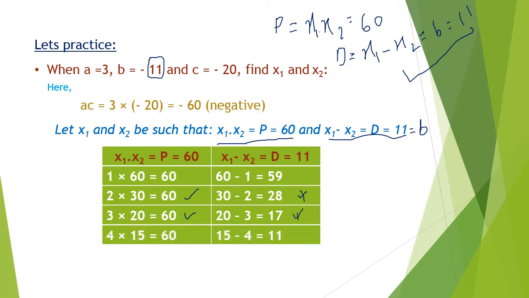4 into 15 is 60, and 15 minus 4 is 11. We need 11, and we have 11 right now. So this is our answer, and these are our numbers. This is x1 and this is x2. Therefore, you can see x1 is equal to 15 and x2 is equal to 4. It is the way to find the two numbers, and I hope you understood. Let's move forward.